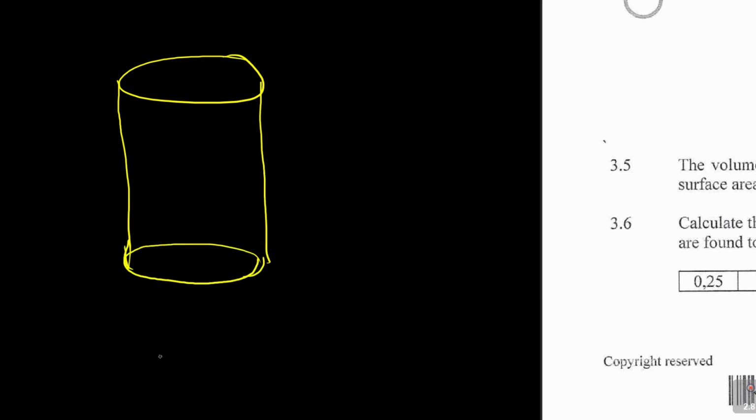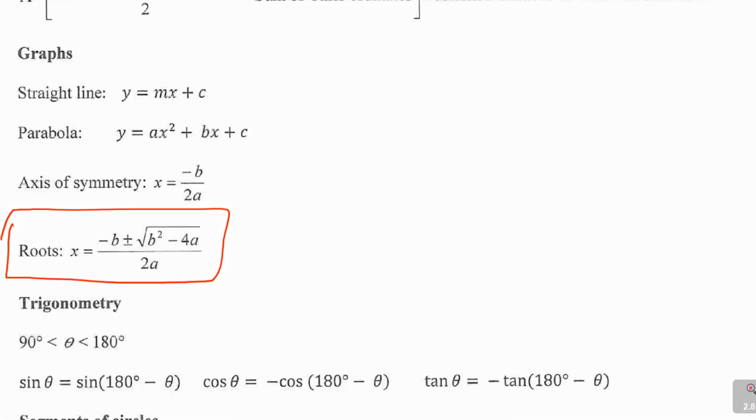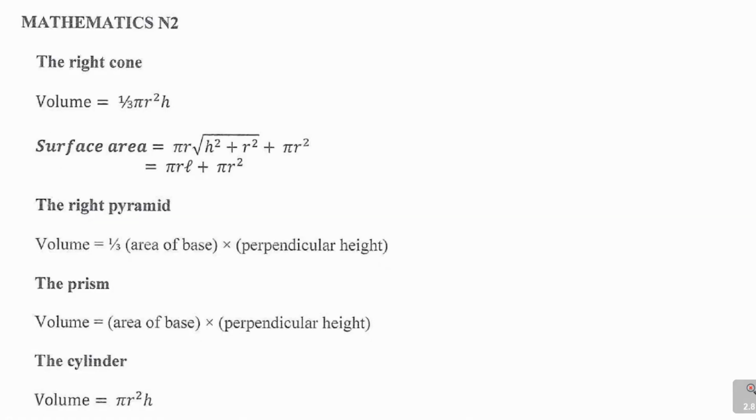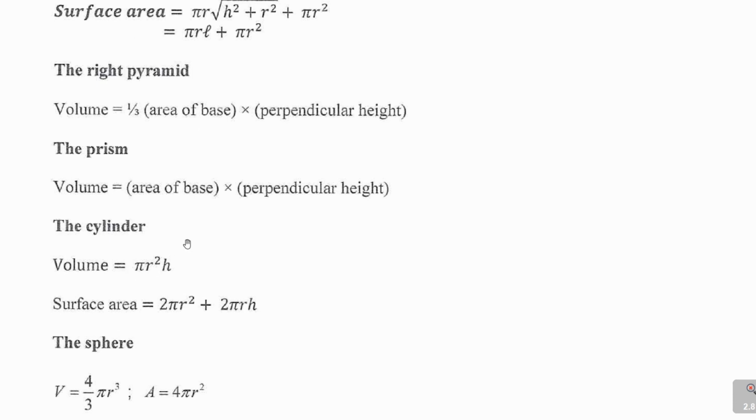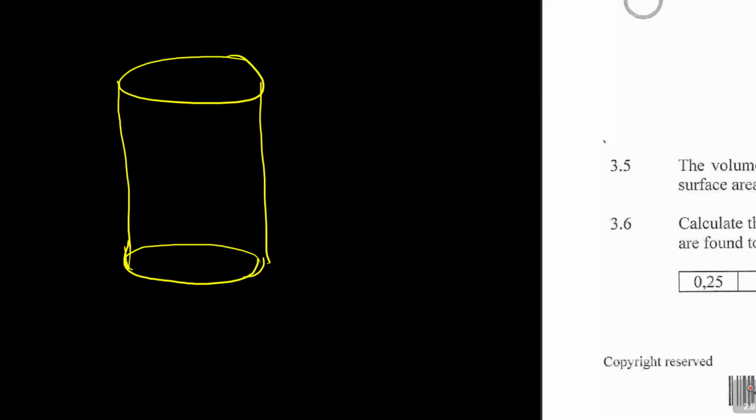So when they're saying it's closed, you need to be very sensitive even to the formulas. They're talking about the volume of a closed cylinder. So you come here, you see the volume of a cylinder, pi r squared h, and then surface area is 2 pi r squared plus 2 pi r h. So the volume V is equal to pi r squared h.